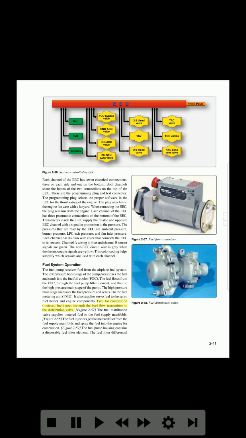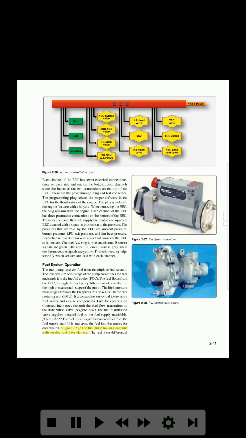Fuel for combustion, metered fuel, goes through the fuel flow transmitter to the distribution valve. Figure 2-57. The fuel distribution valve supplies metered fuel to the fuel supply manifolds. Figure 2-58. The fuel injectors get the metered fuel from the fuel supply manifolds and spray the fuel into the engine for combustion. Figure 2-59.